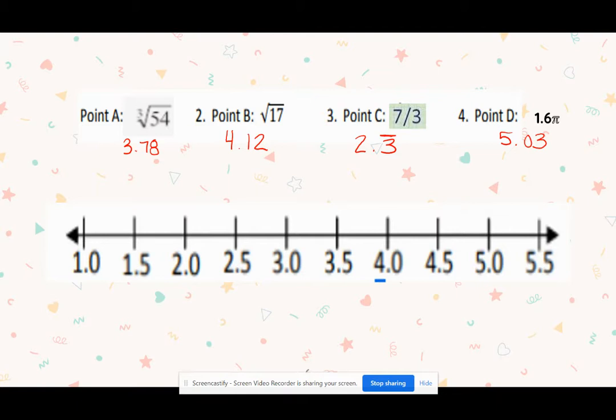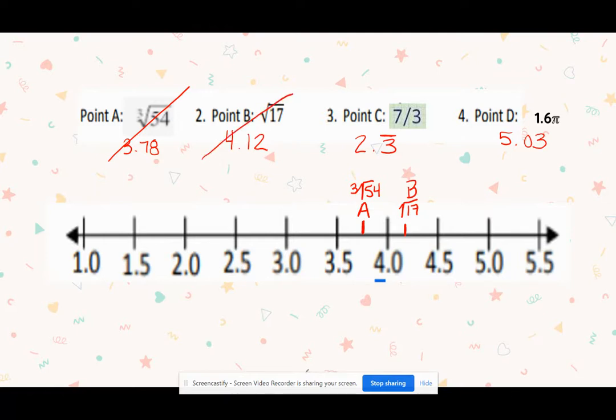So point A is 3.78. So that is between 3.5 and 4. So I'll write about here. I'm just going to mark a little hash and put A. And that was the cubed root of 54. And then I did that, so I cross it out. Point B is the square root of 17. That's about 4.12. So that's between 4 and 4.5, closer to 4.0. So I'm just going to go right here. We'll say the square root of 17, which is B.